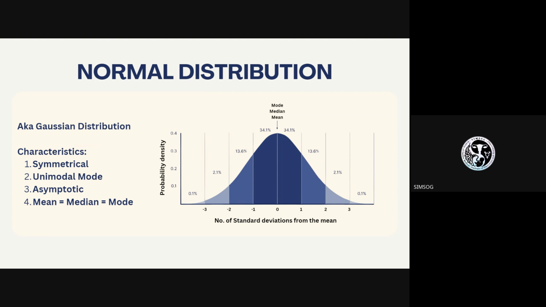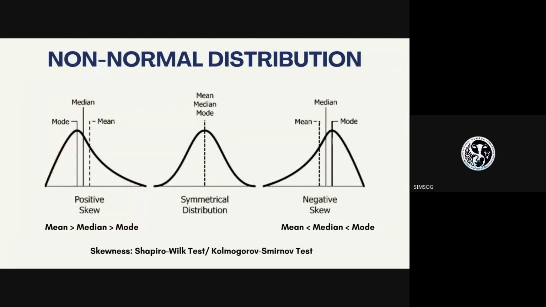And the last characteristic of normal distribution is that the mean, median, and mode lie in the same place, have the same value. Okay, but at the same time, we also need to be cognizant that there are certain non-normal distributions available as well.